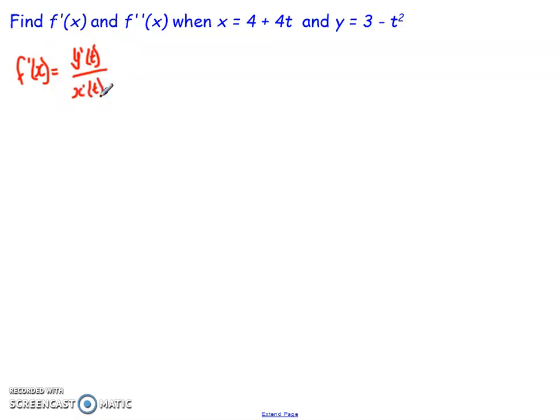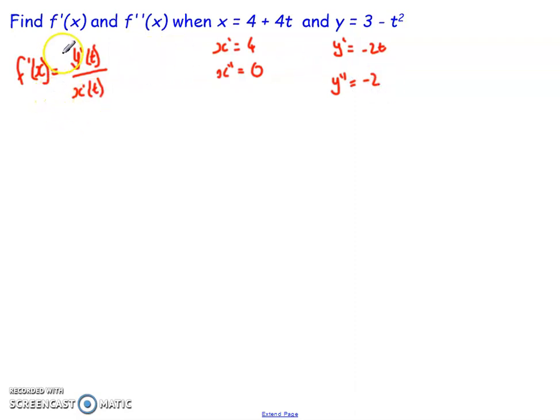Now, because we're going to be working with first and second order derivatives, it's actually useful at this stage to calculate those. So if I've got x equals 4 plus 4t, I know the first order derivative, x dashed, is going to equal 4. And my second order derivative, x double dashed, is going to equal 0. Similarly, if I look at y, I know y is equal to 3 minus t squared, so my first derivative, y dashed, is going to be negative 2t. My second derivative, y double dashed, is negative 2.